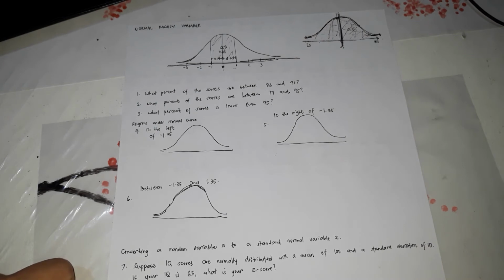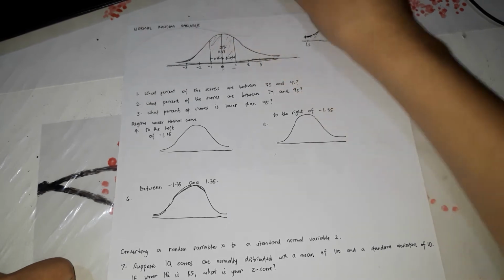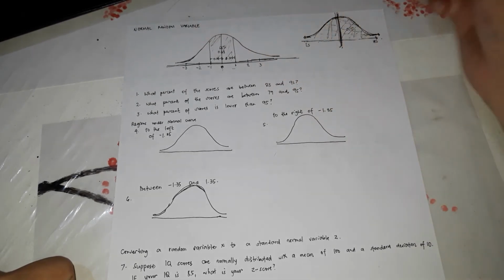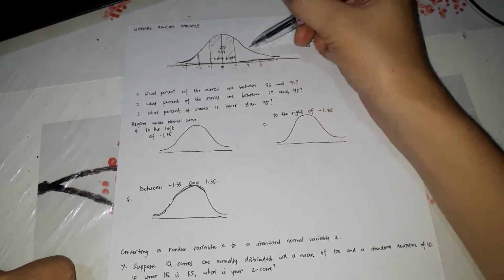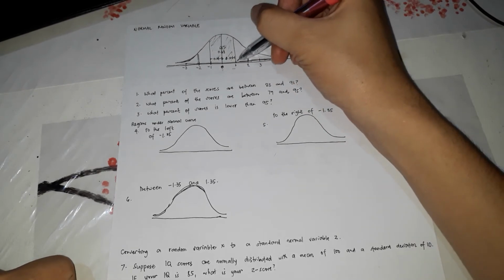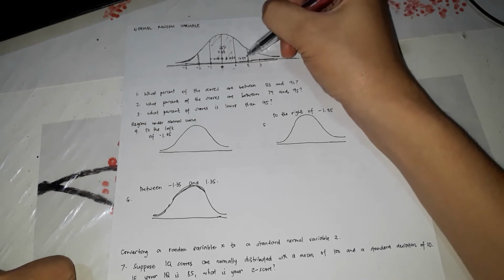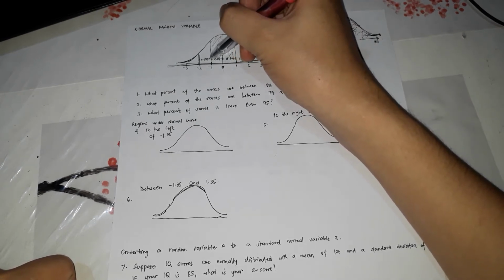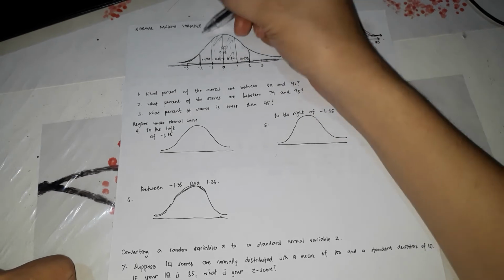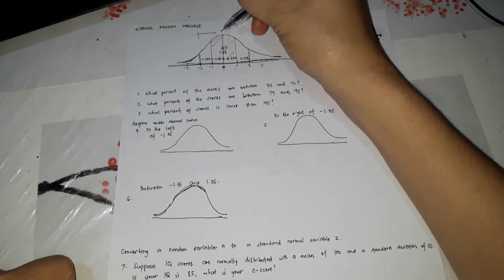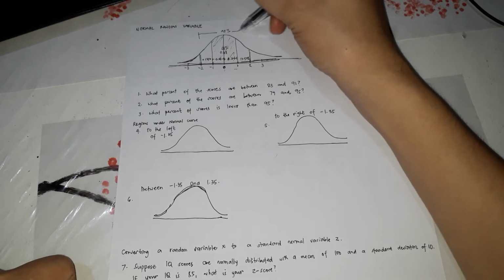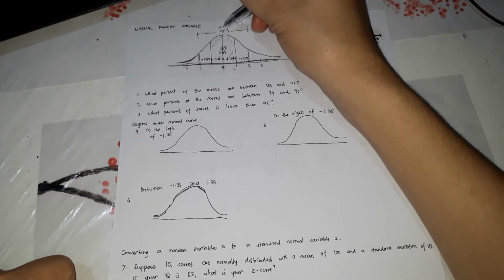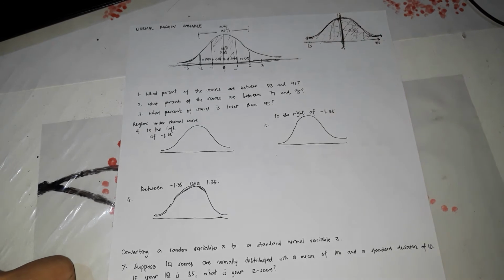If it is from -2 to +2, so include this, the area from this side to this side is only 13.50% or 0.1350. So it means that the total area in here is 95%, or the total area is 0.95. That's the total area.